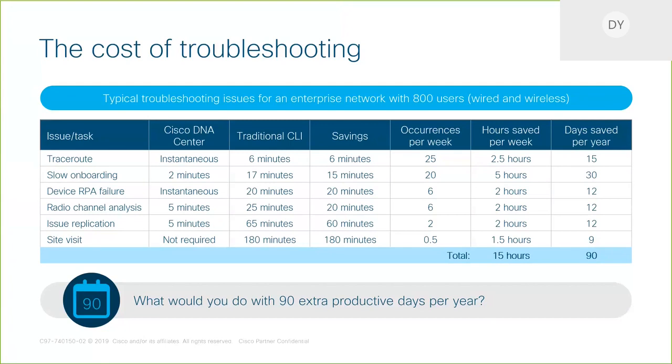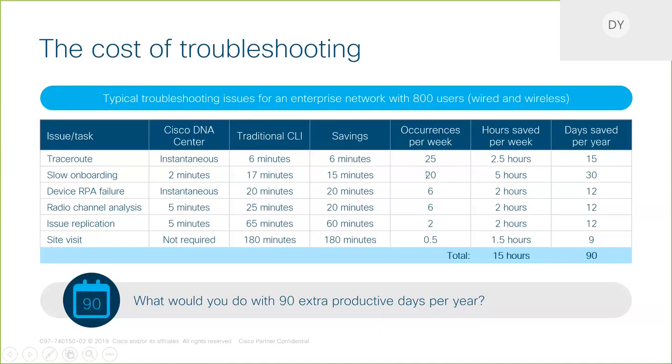they did these tasks on the left: trace route, chased a slow onboarding problem, looked for a device RPA failure, a router failure, did a radio channel analysis, so something for interference on the wireless, or replicated an issue, or, God forbid, actually drove out to the site. And we found out that they were actually quite a few times. In fact, occurrences per week here are, and this is per enterprise, per company, were as many as 25 times per week per occurrence. So they did these quite often, and the time adds up.